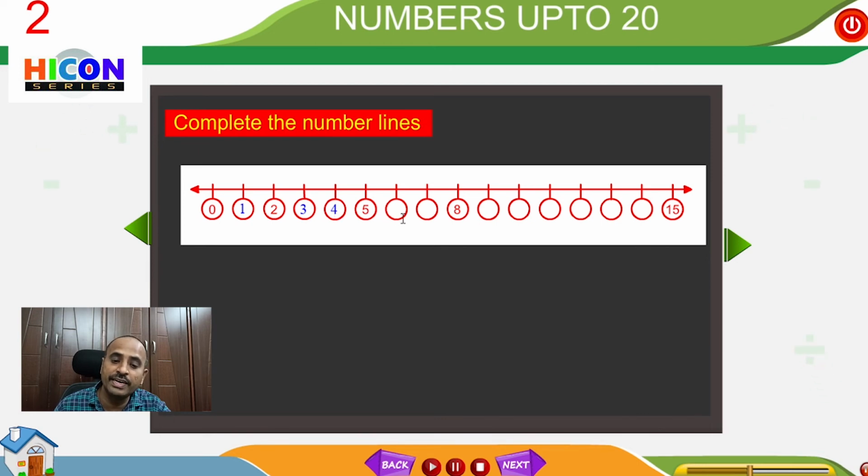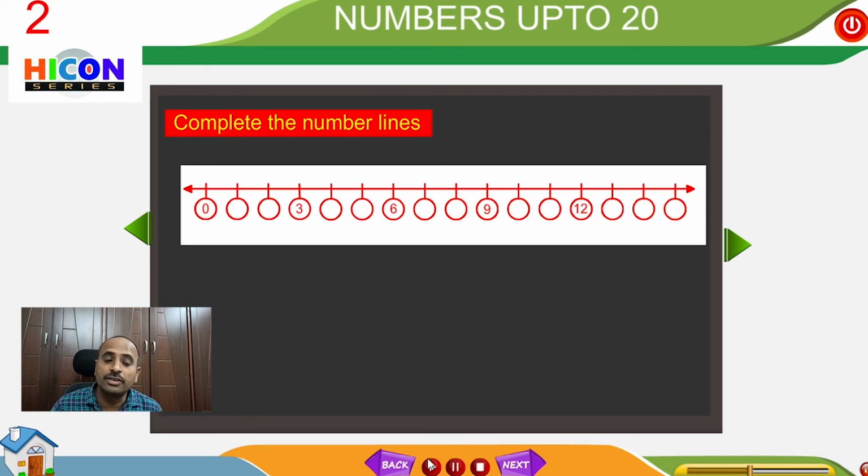After 5 we will get 6, and after 6 we will get 7. After 7 we will get 8. After 8 we will get 9. After 9 we will write 10. After 10 we will write 11. So 12. After 12 we will write 13. After 13 we will write 14. This is the way how to complete the number line. These are the examples of some activities on the number line.